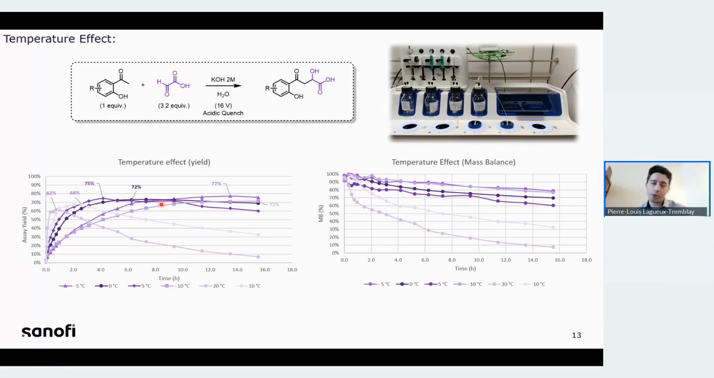So this is what is particularly interesting for us, to really understand that if there's a variation in temperature, for example, on scale, then you will need to know what's the range of time where you will still have a pretty good reaction conversion, and you will not have an important loss of mass balance.